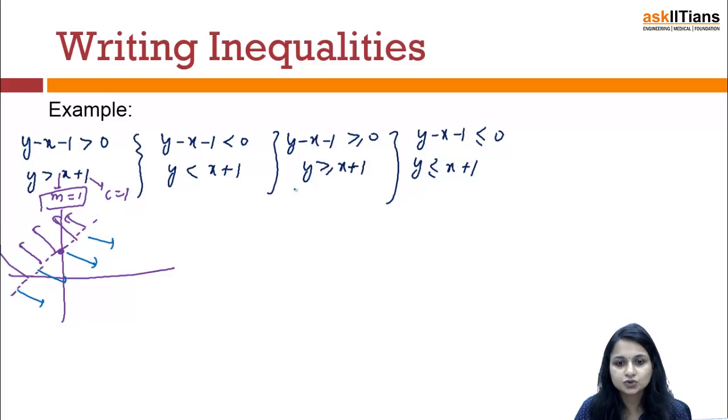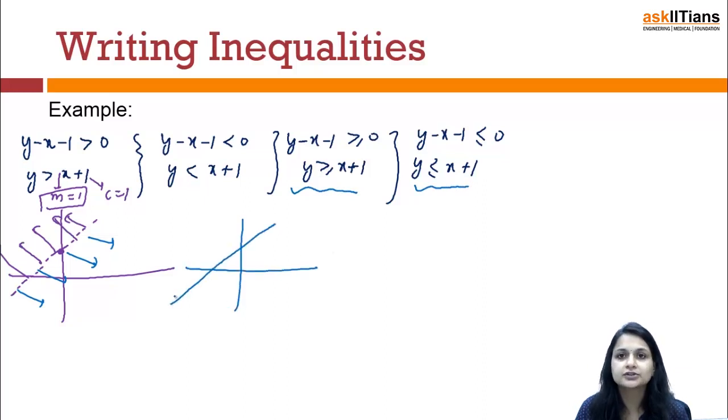Now let's take the next two cases, y greater than equal to x plus 1 and y less than equal to x plus 1. So here definitely I will be making the line not in dotted form, because here points on the line will also be included. When it is y greater than equal to, I will take the region above this line, and when it is less than equal to, it would be below this line. So this is how we take all the cases, write inequalities and draw the graphs.